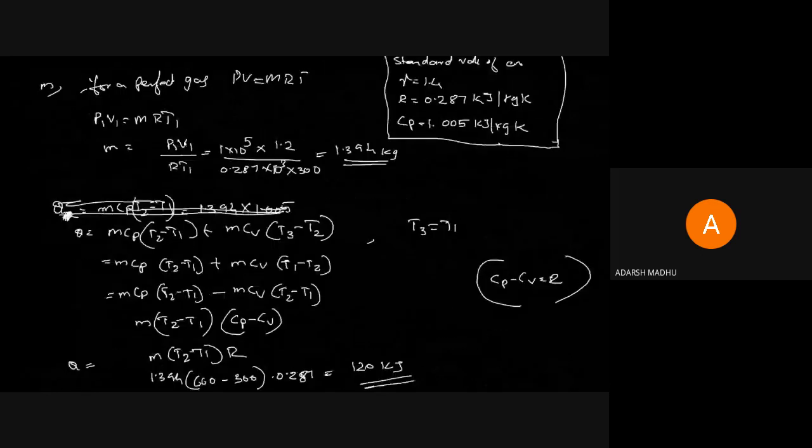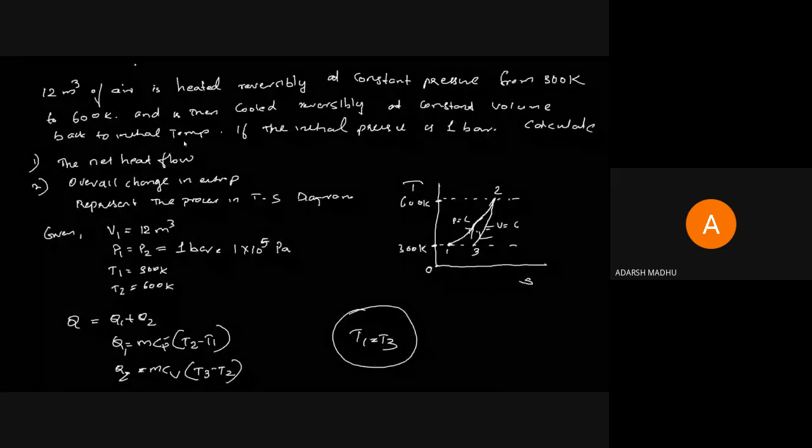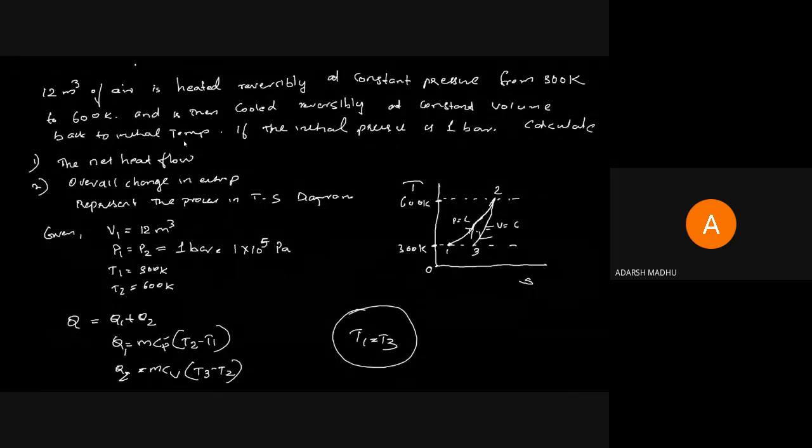If there are two processes involving a particular system, and you want to find the heat transfer or the change in entropy, then whether it is a constant volume process, constant pressure process, adiabatic, or isothermal process, you find the heat transfer or change in entropy of each process separately and add the values to get the net heat flow or net change in entropy.